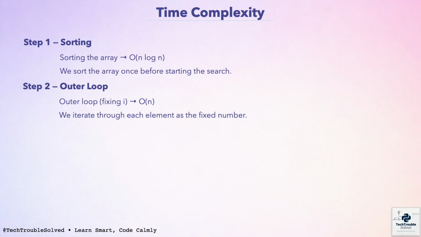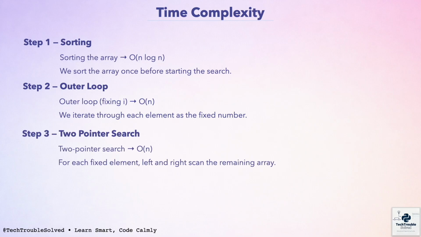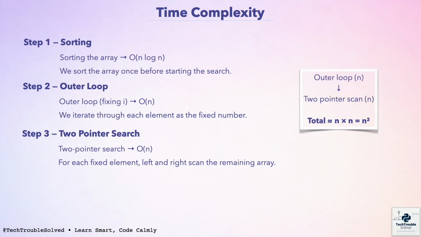For each fixed element, we perform a two-pointer search using the left and right pointers. In the worst case, these pointers scan the remaining portion of the array once, which takes O(n) time. So, for each element, we perform a linear scan. This means the total work becomes n cross n, which results in O(n²) time complexity.